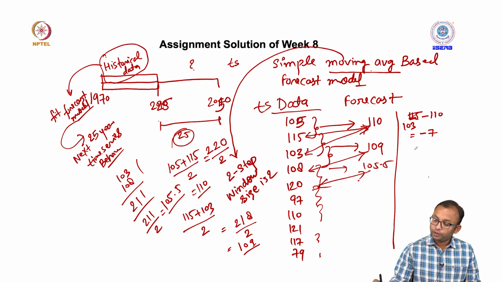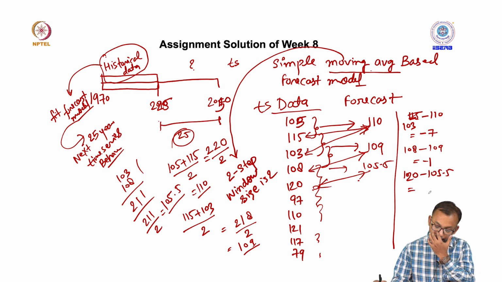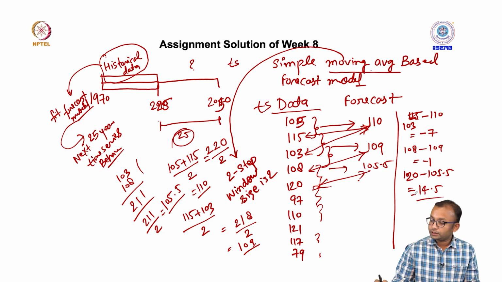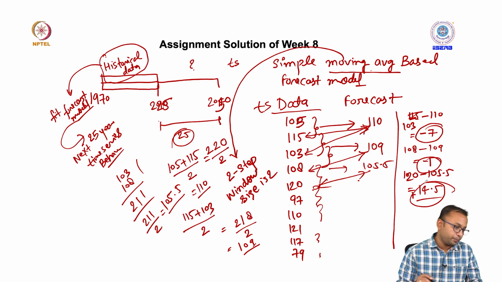Then you can calculate the error between 108 minus 109, that is coming out to be minus 1. Then you can calculate the error in your data set, that is 120 minus 105.5, that is coming out to be plus 14.5. So, this is basically how we can calculate the forecasted value.